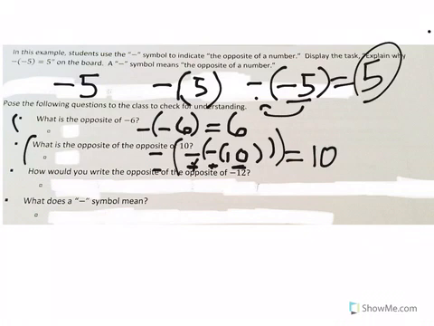So how would you write the opposite of the opposite of negative 12? Well, again, we start with the number they give us, so negative 12. I'm going to put that in parentheses.